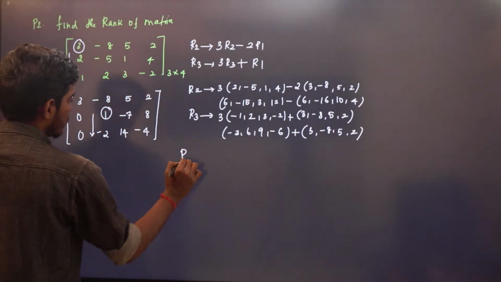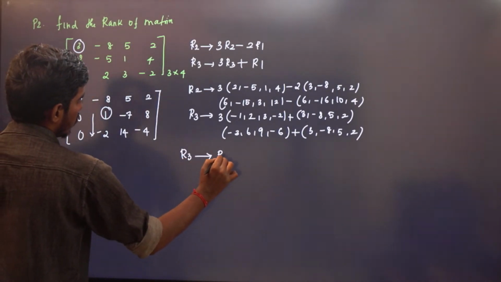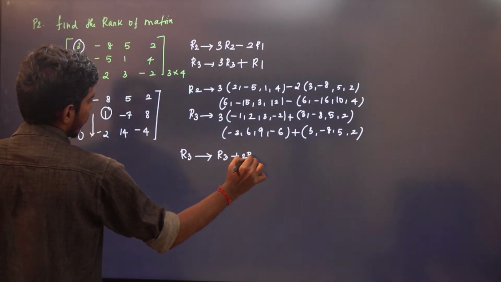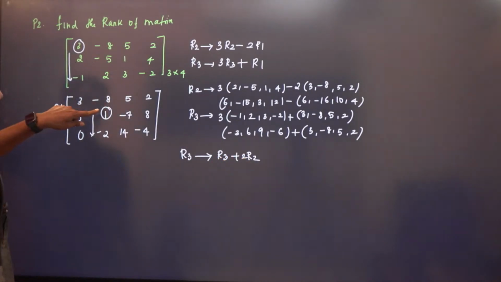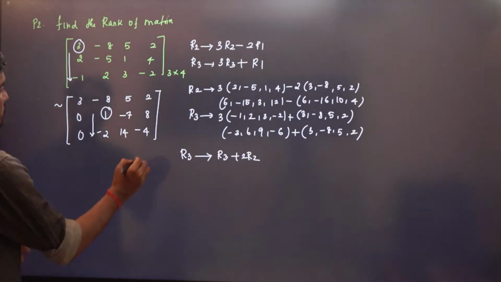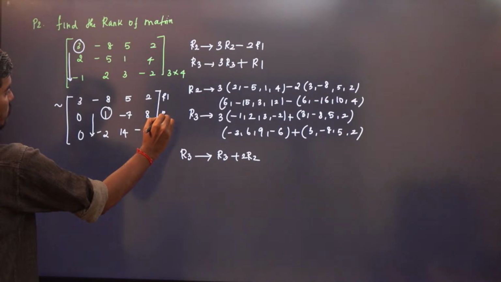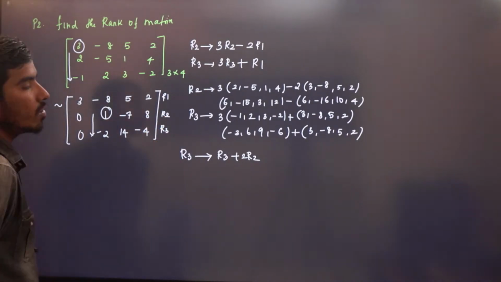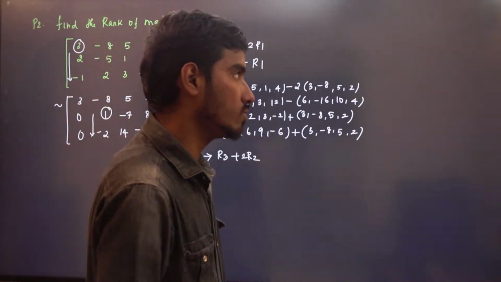So we will make an operation. R3 is transformed to R3 plus 2 times R2. Is it clear? I'm multiplying 2 here. Already it is minus 2. Add. This is R1. This is R2. This is R3. I'm making only row transformations. This is called elementary row transformations.